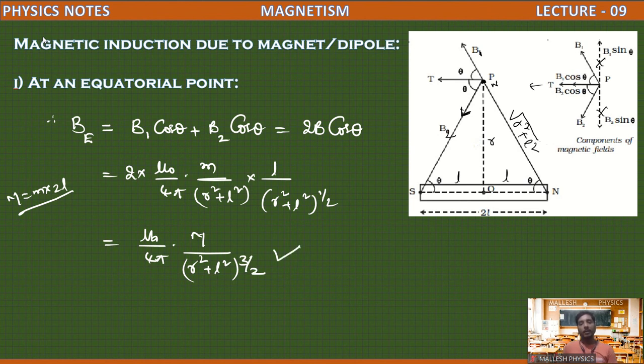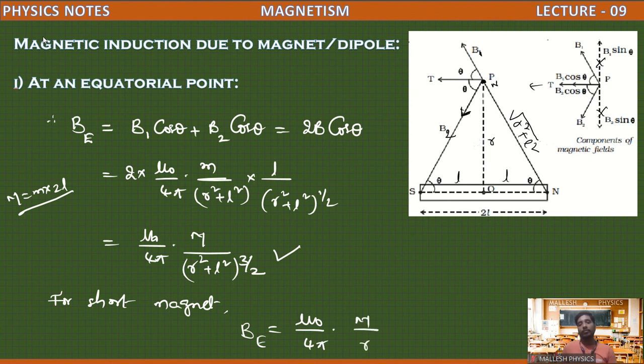For a short bar magnet, or for a short magnet, the magnetic field at an equatorial point is mu naught by 4 pi, M by r cube, since l is 0. So this is the formula.